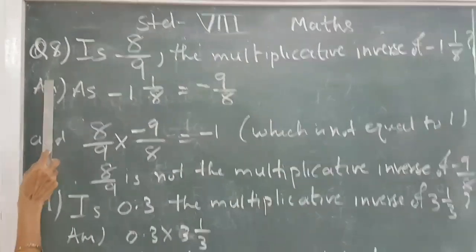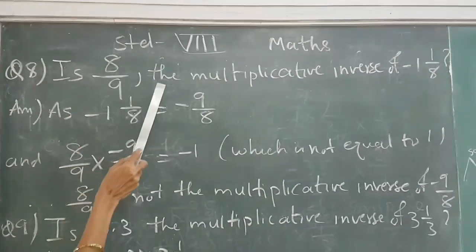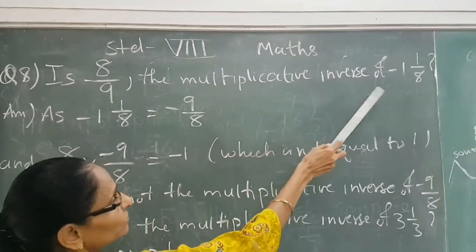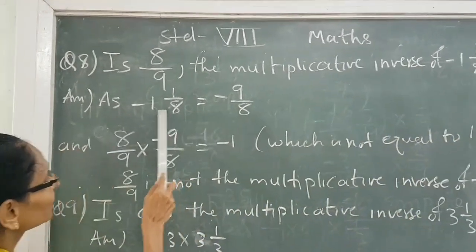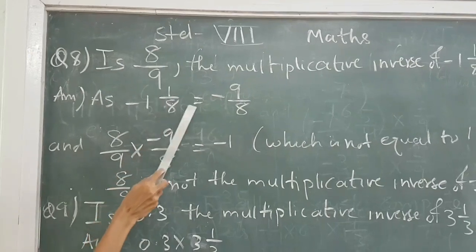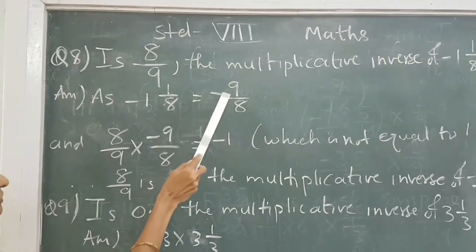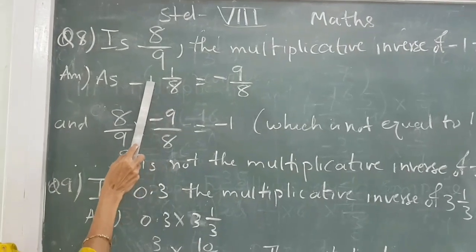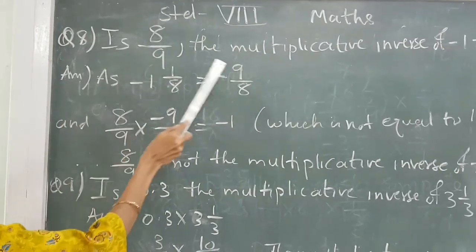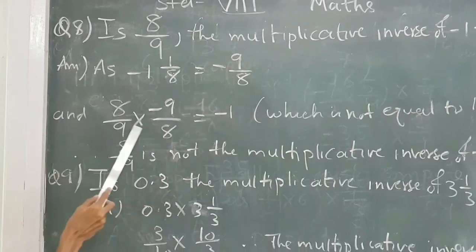Question number 8. Is 8 upon 9 the multiplicative inverse of minus 1 integer 1 upon 8? First we will convert minus 1 integer 1 upon 8. So it will be minus 9 upon 8. You know how it is. 8 ones are 8 plus 1, that is 9. Minus 9 upon 8.